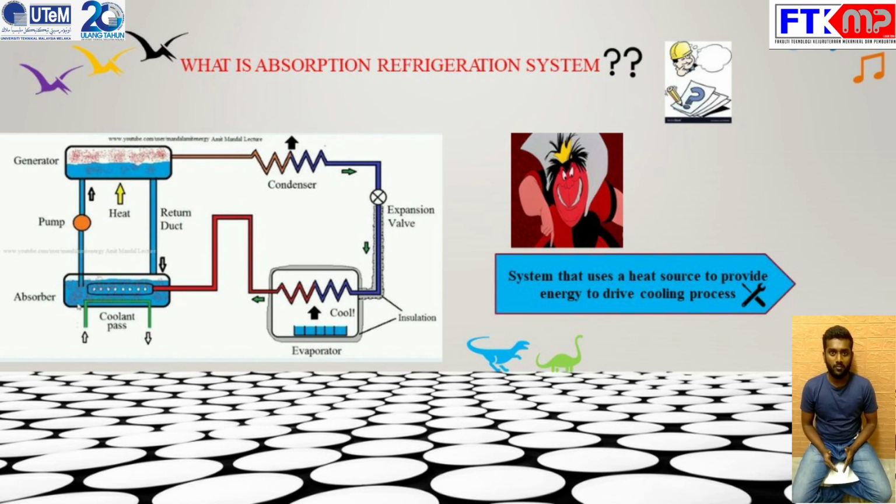Normally, the absorption refrigeration system consists of an absorber, generator, condenser, expansion valve, and evaporator. This is the same as the basic refrigeration cycle, but here we replace the compressor with the absorber and generator.